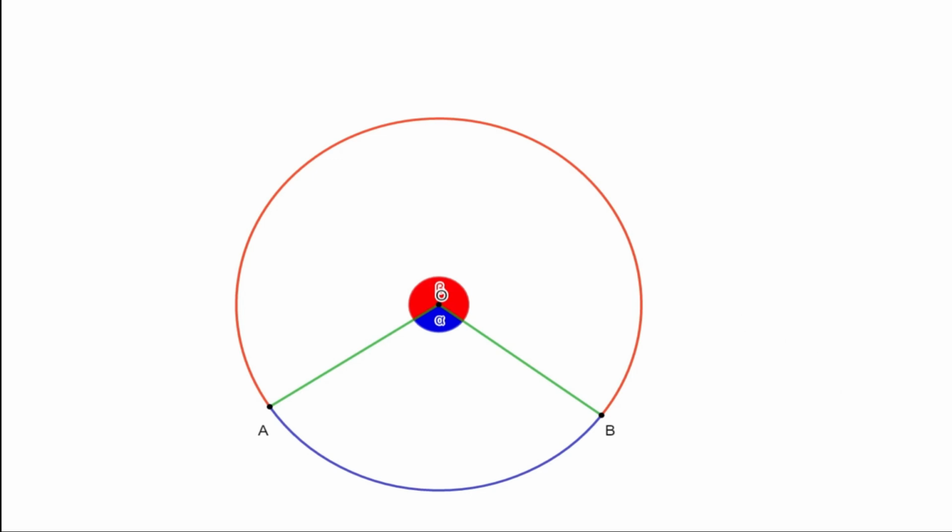Now instead of joining the ends of an arc to the center, let us join it to a point on this arc. Now this angle P is called the angle made by the arc AB on its alternate arc. So we have learned arc, alternate arc, central angle and angle made by an arc. Now let us start today's topic.